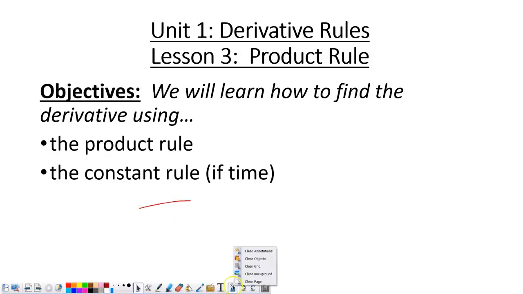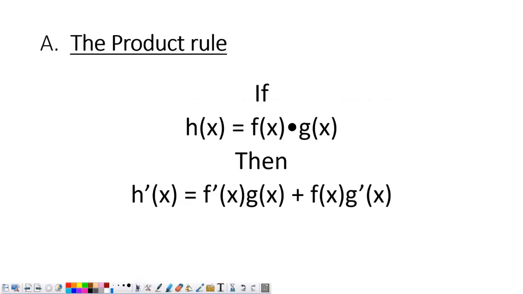Oops. Erase that real quick and we shall proceed. Alright, so here's the product rule. So if we have a function which we'll say is h of x here, and that is equal to a product of two other functions. So h of x is basically just taking two other functions and multiplying them together. Then the derivative, h prime of x, is this weird looking expression.